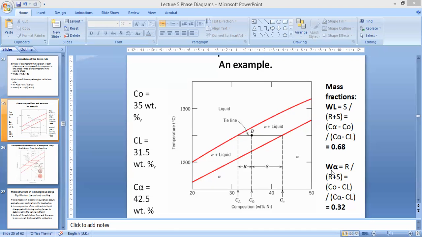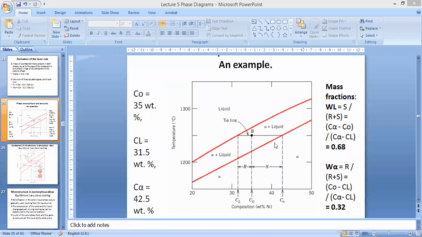That's for liquid. For solids, we said it's this distance, R divided by R plus S. R in this case is C0 minus CL, divided by the overall distance, which is C alpha minus CL, which will give you 0.32. So when you take this in percentage, it means it's going to be 68% and 32%.